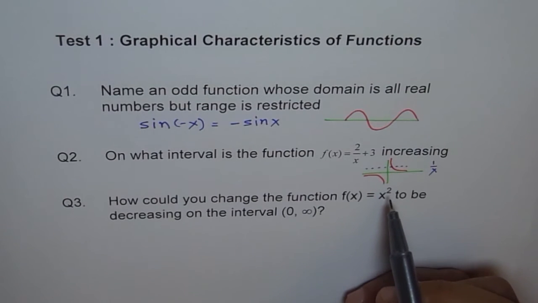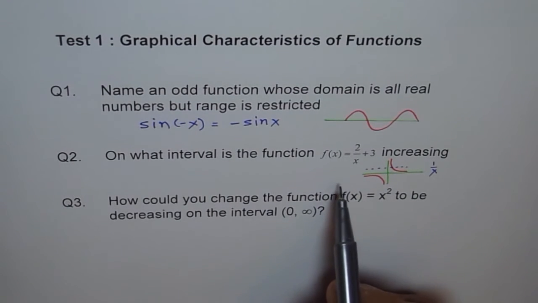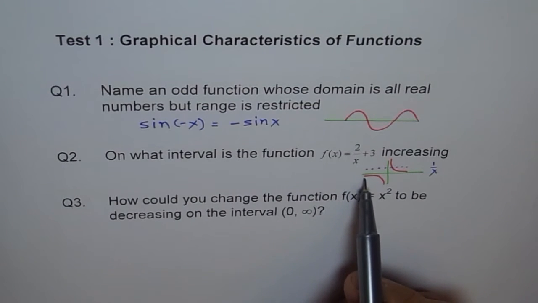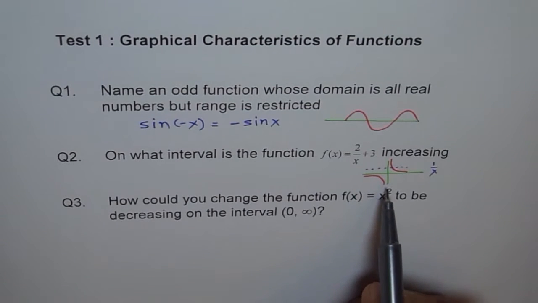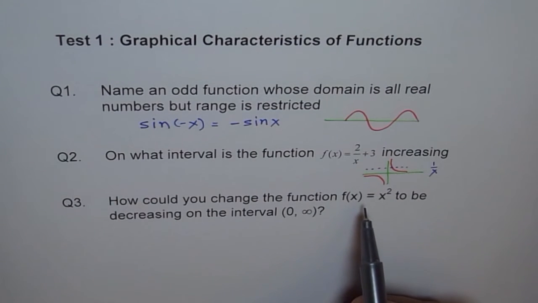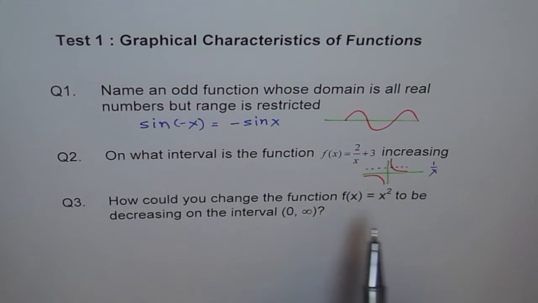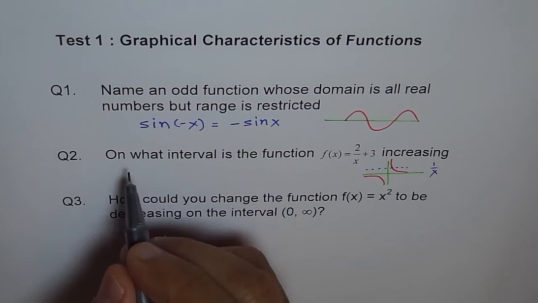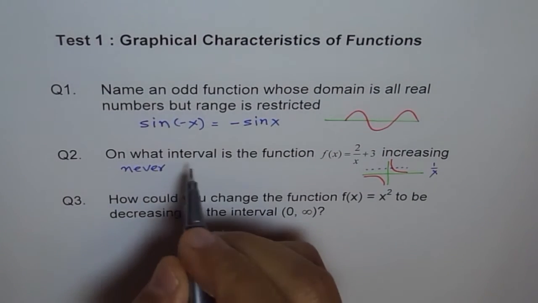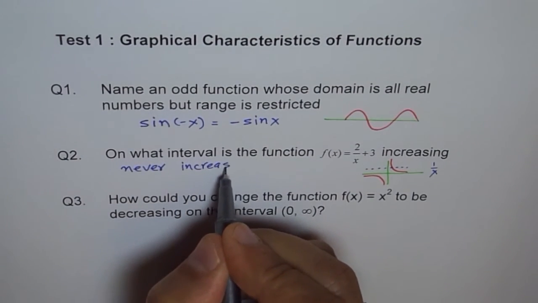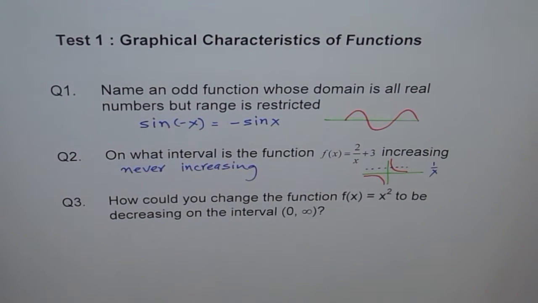In which interval do you think it is increasing? Whenever you see a graph, you have to see it from left to right. So if you move from left to right, we see that the function is decreasing. Do you see? So from minus infinity to 0, it is decreasing. Now there is a discontinuity at 0, as 1 over x is not defined at x equals 0. But after that, it is again decreasing. Do you see that? So on what interval is this function increasing? Never increasing, right? It is decreasing all throughout. Do you see that? It's tricky. Many times I have seen students committing a mistake here.